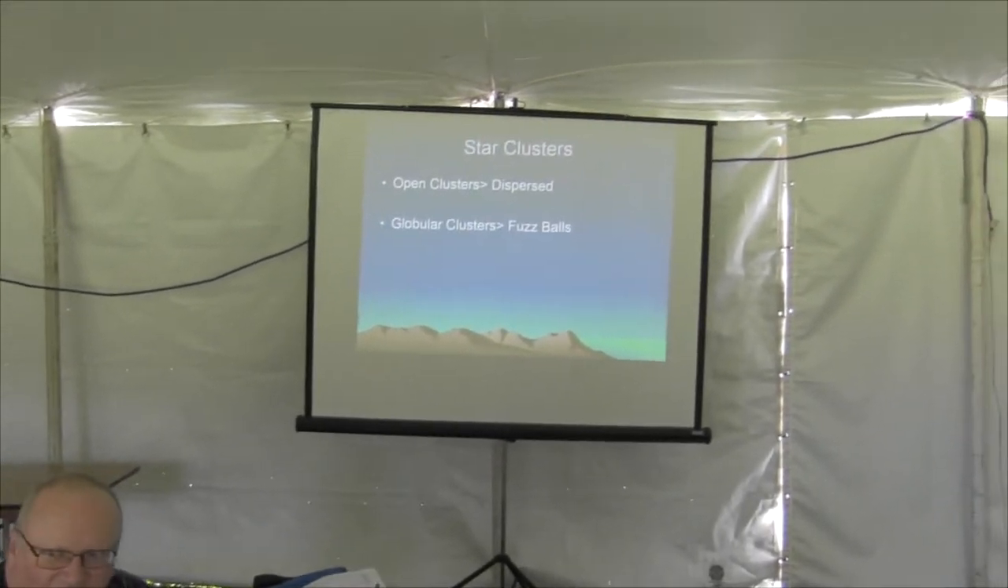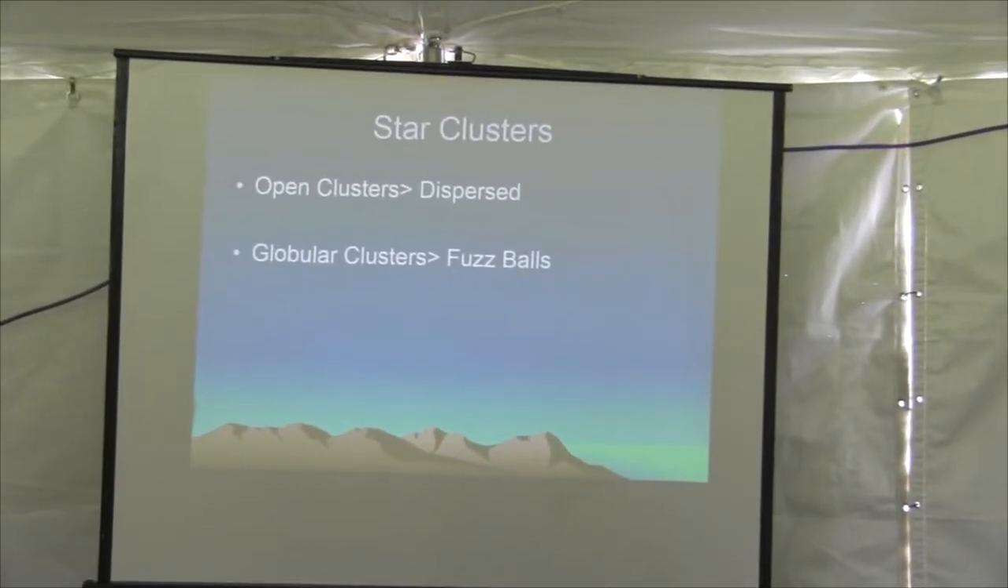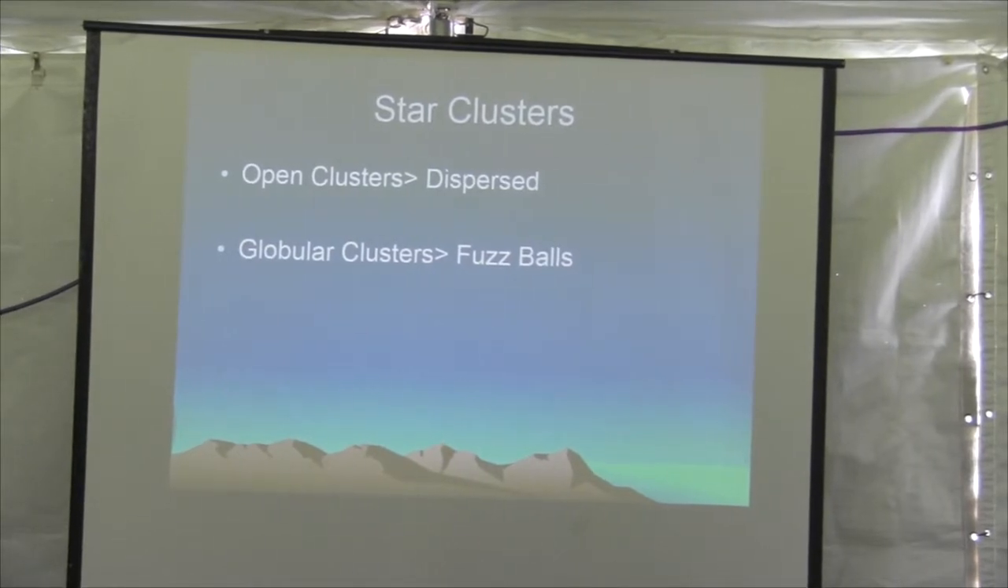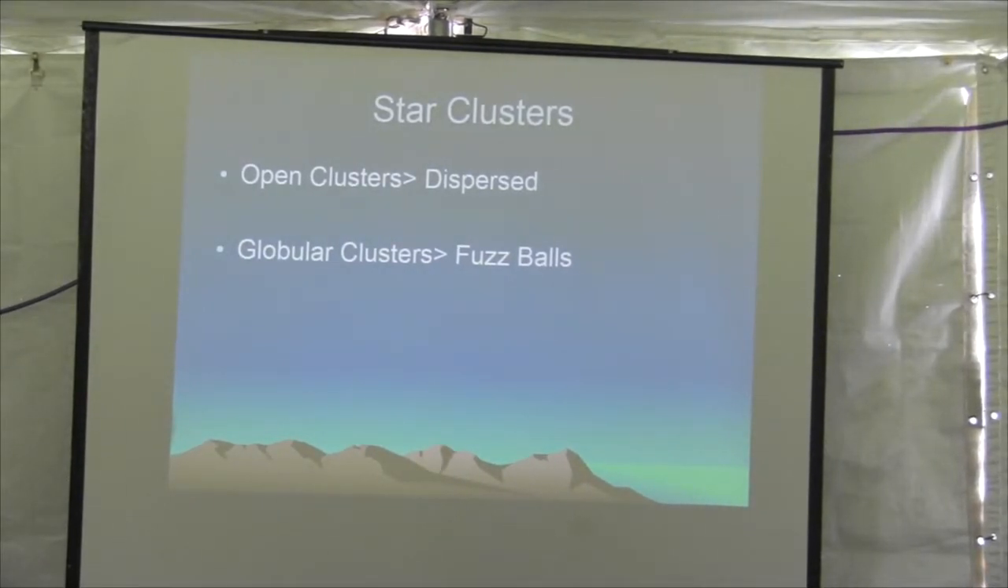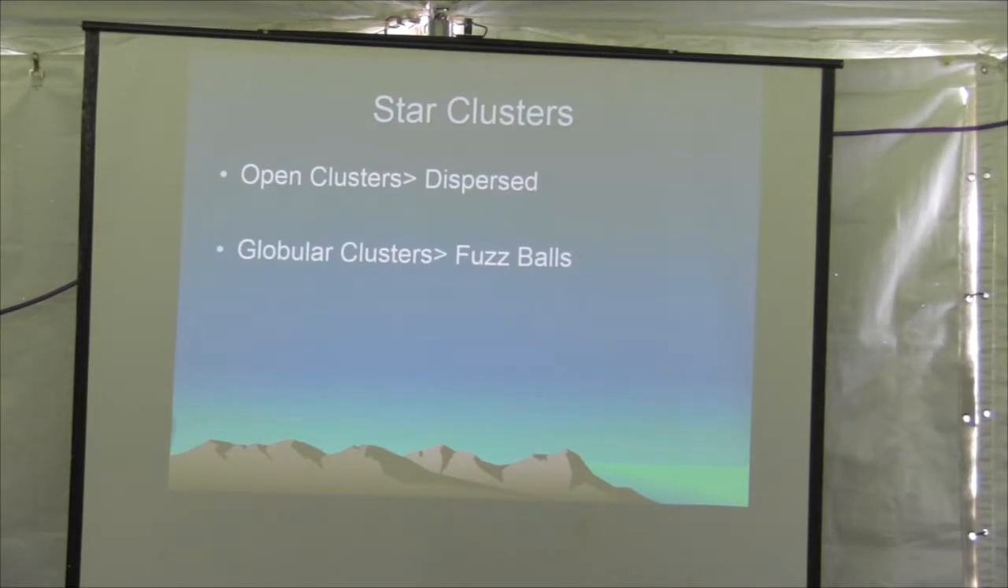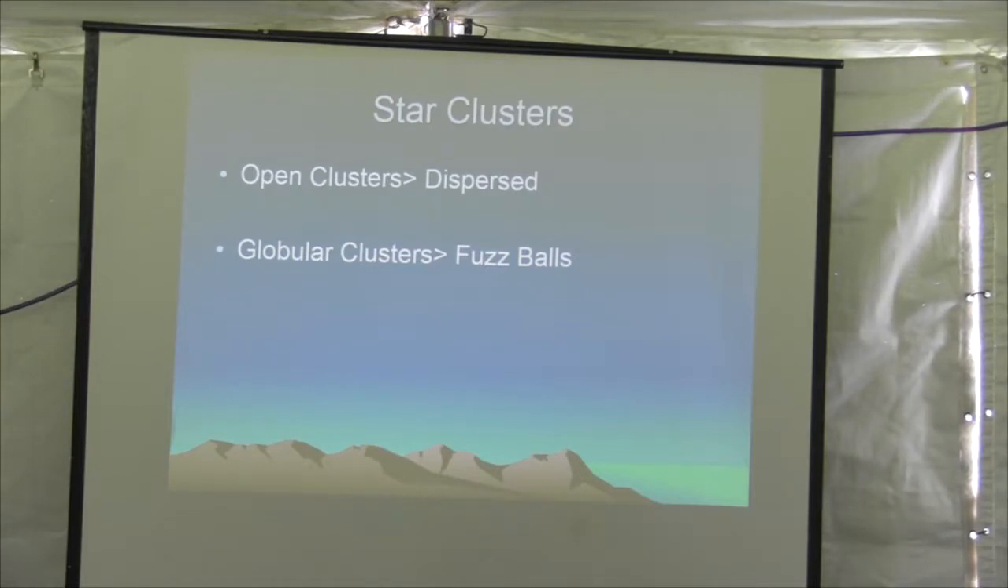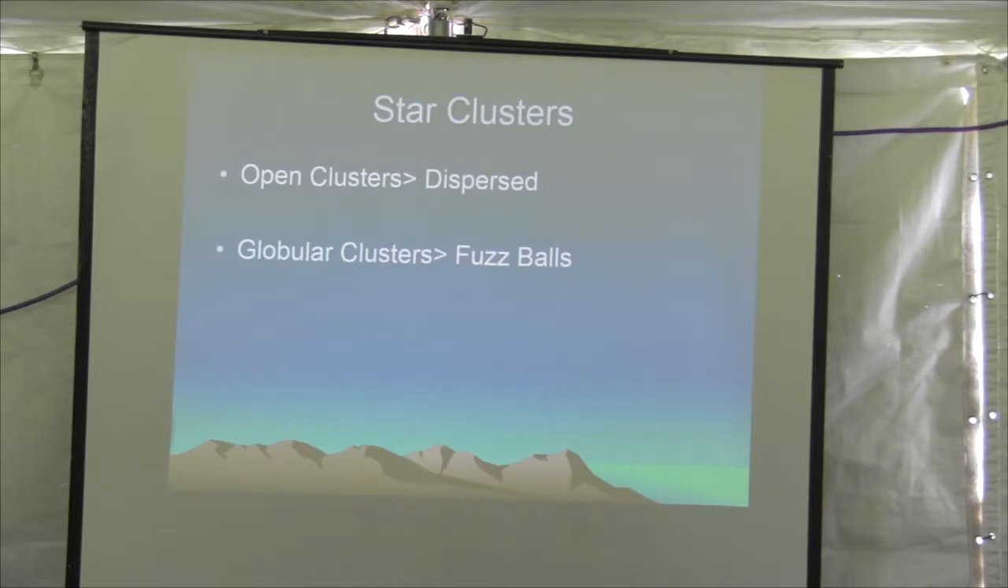There are two different types of star clusters that you can observe up in the night sky. There are what are called open clusters, which are very dispersed objects. And then there are what are called globular clusters, and they're kind of like fuzzballs up in the night sky. If you're observing with a lower power telescope or with a pair of binoculars, a vast majority of the globular clusters will look literally like a small cotton ball. And I'll talk a little bit more in depth about them and the open clusters as we go.